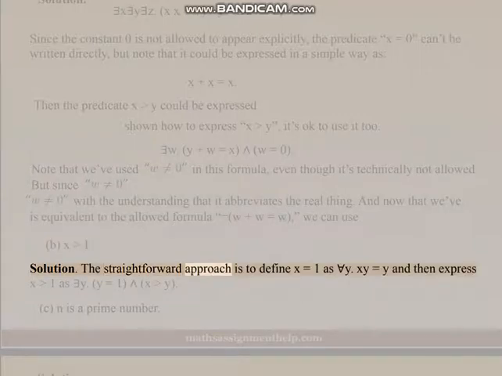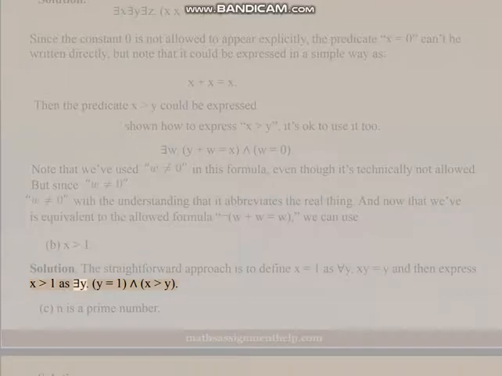The straightforward approach is to define x equals 1 as for all y, x times y equals y, and then express x greater than 1 as there exists y, y not equal to 1, and x greater than y. (c) n is a prime number.